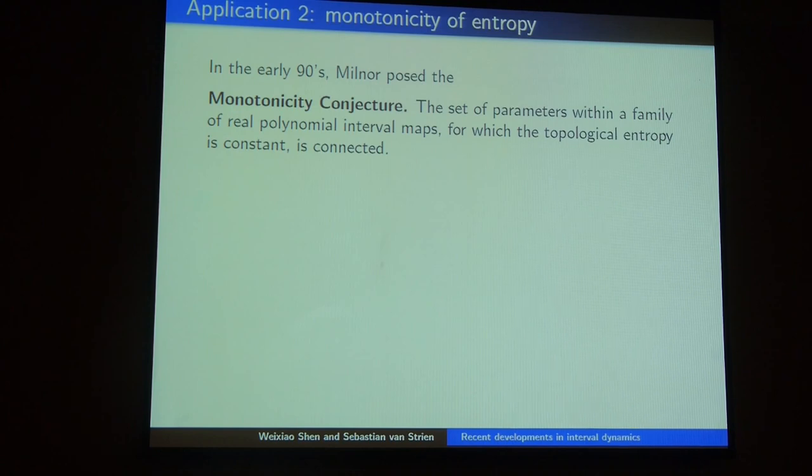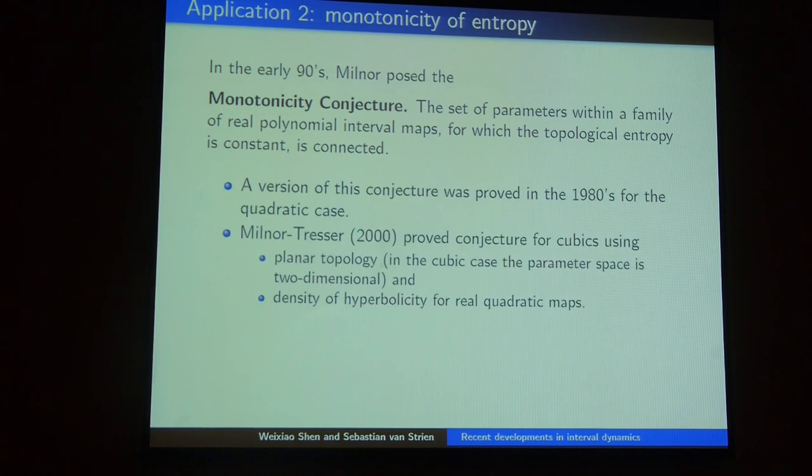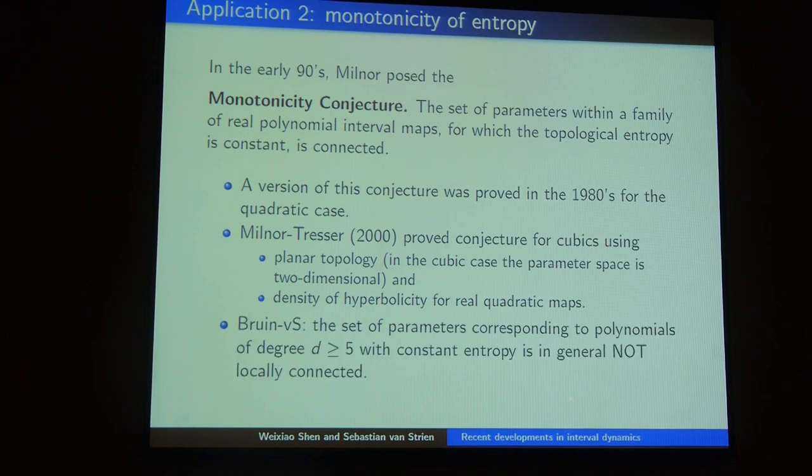This monotonicity conjecture was postulated by Milnor, John Milnor, in the 90s. It says that if you look at the set of parameters for which the map, a real polynomial, has a given topological entropy, then that should be connected. So in some sense, it is the most simple way that this family could evolve. A first version of this was already proved in the 80s for the quadratic case, and then Milnor-Thurston proved this for the cubic case. In fact, this set is far from trivial because, for example, it is non-locally connected.